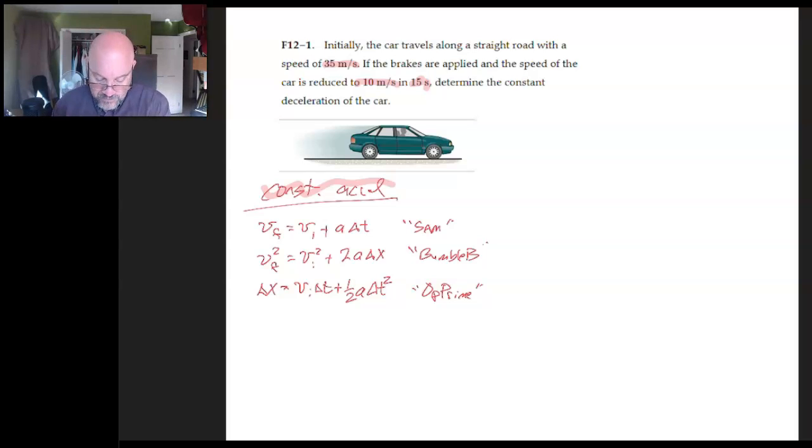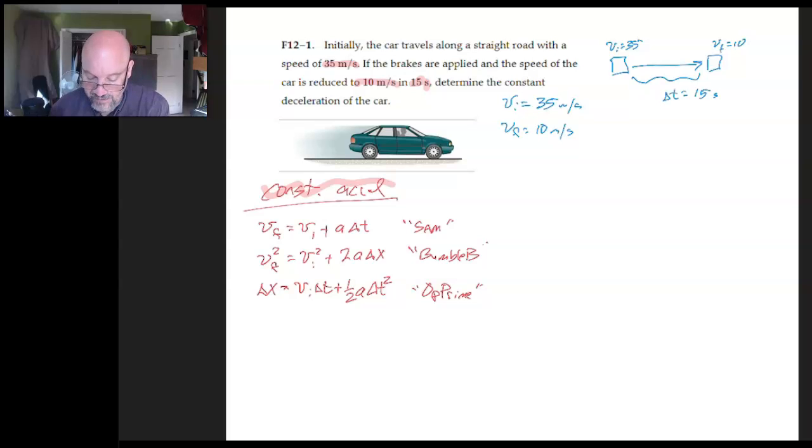So what we're given, let's write it down here. We know that initially we're cruising along at 35 meters per second, and in the end, we're going to be down to 10 meters per second. So we should probably make a drawing here. It's going to help us out. We're here at 35, and some time and distance later, we are down to 10. Now we don't know this distance, but we do know the amount of time is 15 seconds.